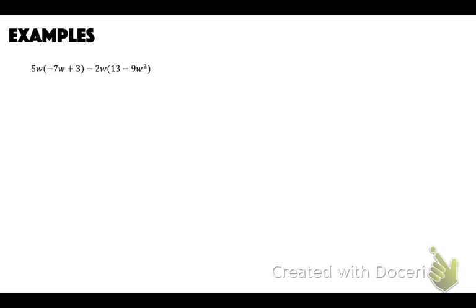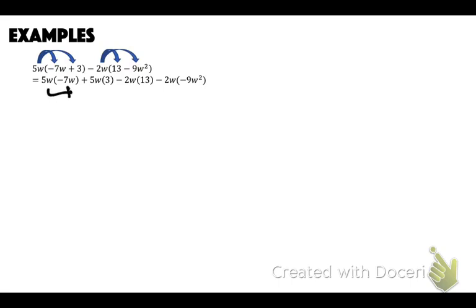If we have 5w times negative 7w plus 3 and negative 2w times 13 minus 9w squared, well, we can just distribute that. This is basic distribution. And I wrote this all out. You can probably do it in your head, but that means here, this is going to be 5w times negative 7w. And then 5w times 3 from this one. From this one, that negative goes with it. So it's negative 2w times 13 and negative 2w times 9w squared. And then just finish multiplying it out.